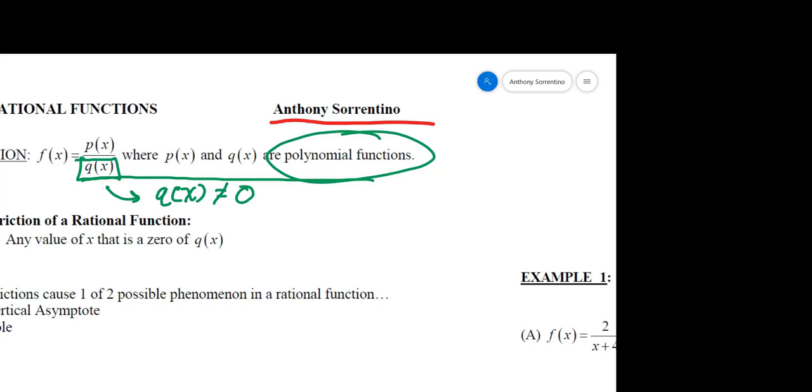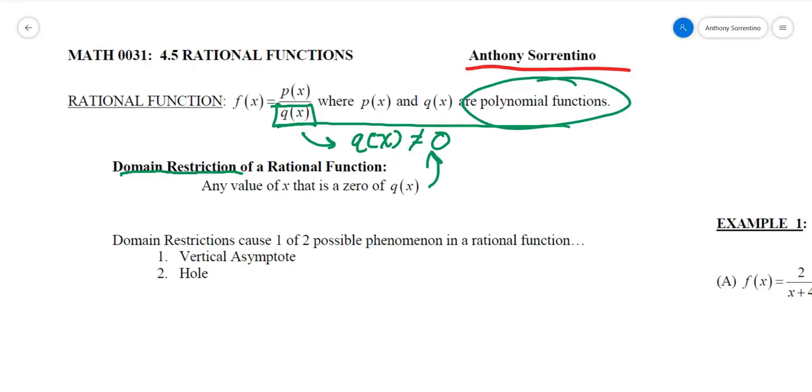So what we have to be keeping in mind is that we do have domain restrictions of rational functions. It's any value of x where q is 0, where x is a 0 of q of x. So we want q of x to not equal 0. Well, these domain restrictions, any of these places where the bottom function becomes 0, make the whole function undefined.